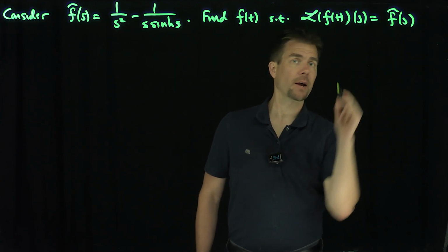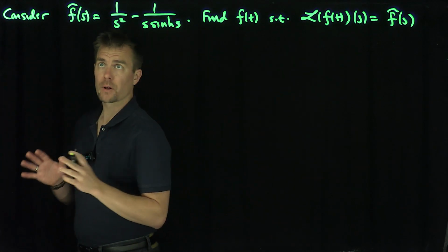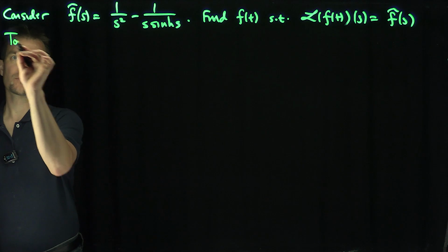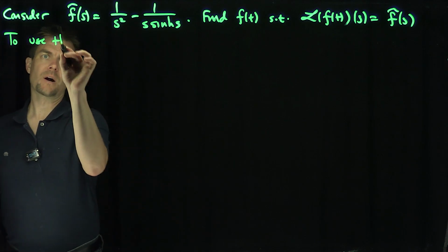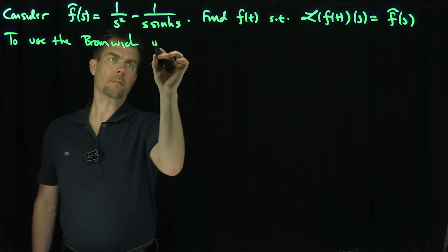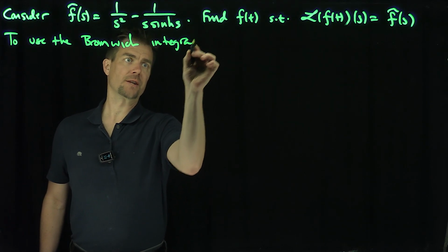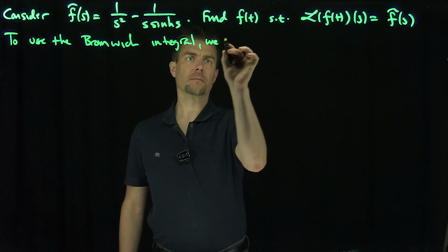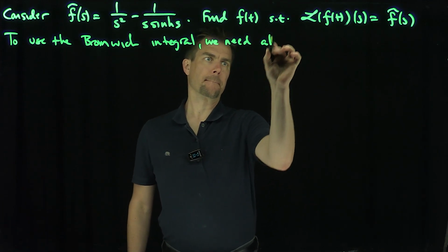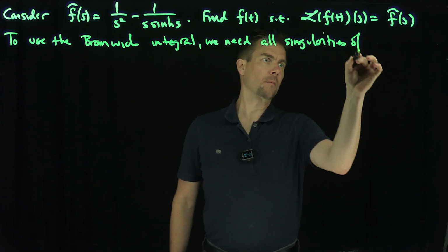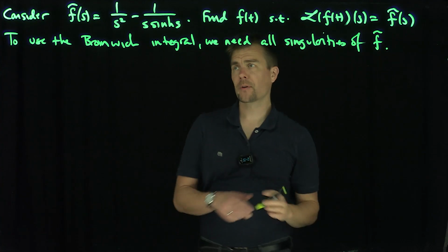We can use the Bromwich integral formula, right? So we need to find all the singularities. To use the Bromwich integral to find the inverse transform, we need to find all the singularities of this function, of f tilde. Okay, so what are the singularities?